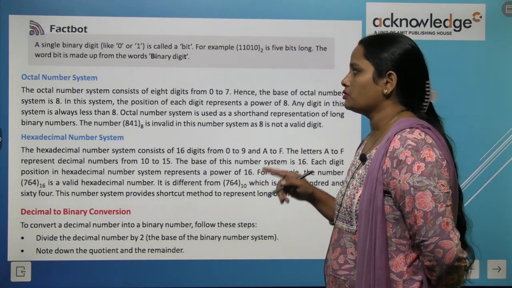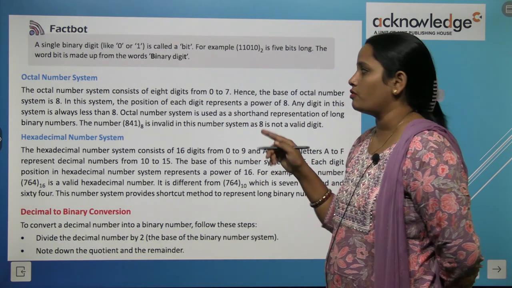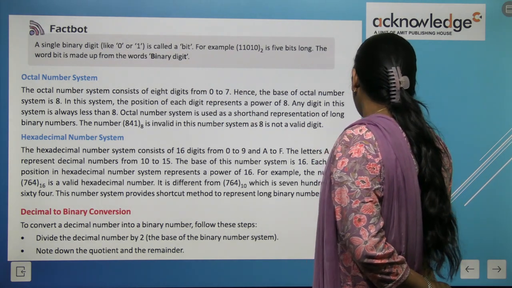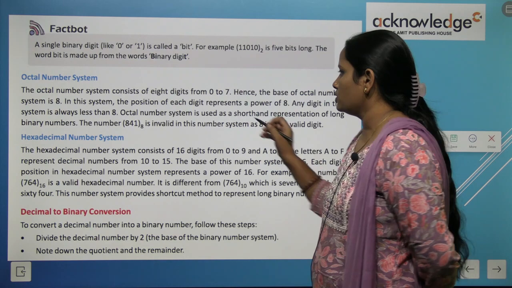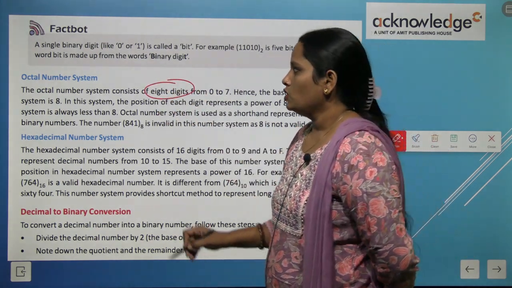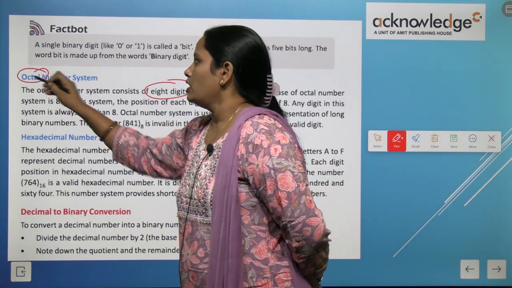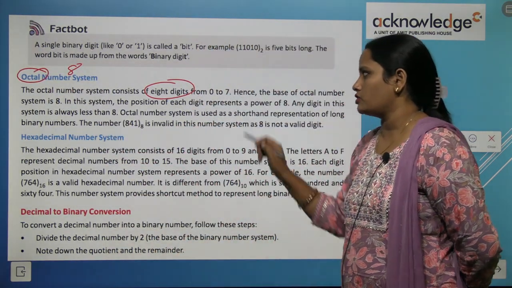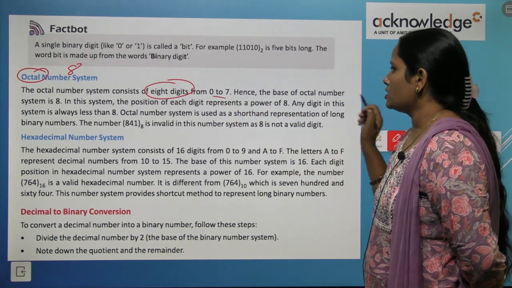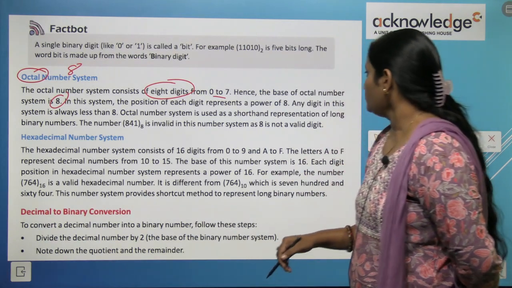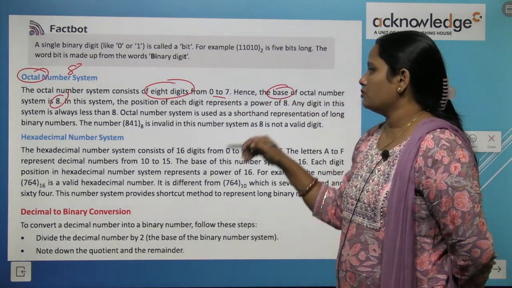Next comes the octal number system. The octal number system consists of 8 digits from 0 to 7. When we count from 0 to 7, we can see there are a total of 8 numbers. An octagon also has 8 sides. So it consists of 8 digits from 0 to 7, and hence the base of the octal number system is 8.